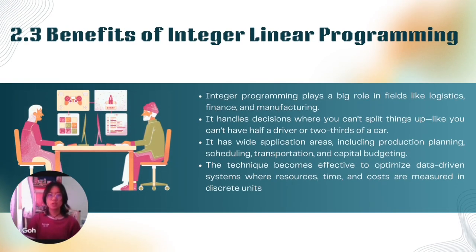Integer programming plays a crucial role in fields such as logistics, finance, and manufacturing. It can handle decisions that cannot be broken down. For example, you can't have only half a driver or two and a half cars. It has a wide range of applications, including production planning, scheduling, transportation, and capital budgeting. This technique can effectively optimize data-driven systems that measure resource, time, and cost.